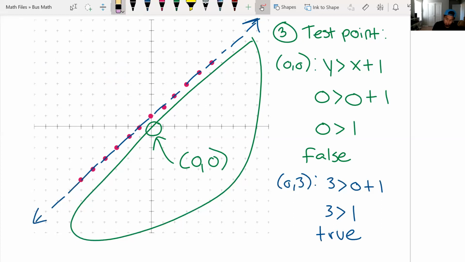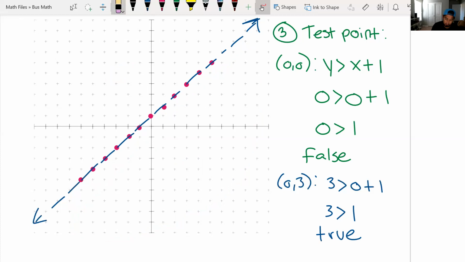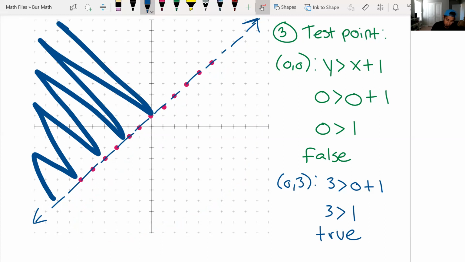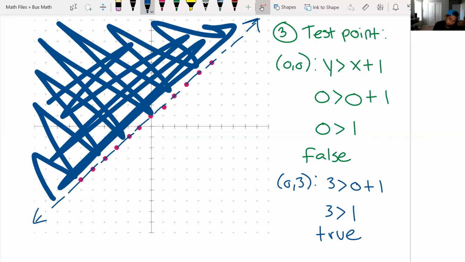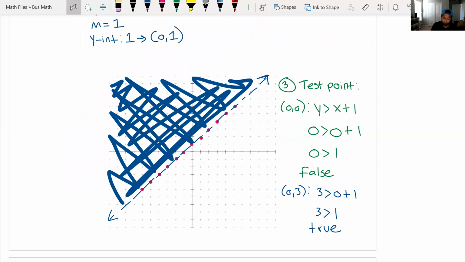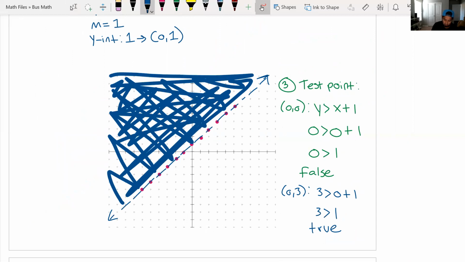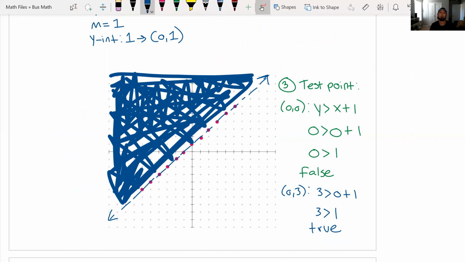So all we have to do is shade. Let me use bigger colors. How's that? Shading, shading, shading. Throwing shade. And there you go. That's it. Okay, perfect.